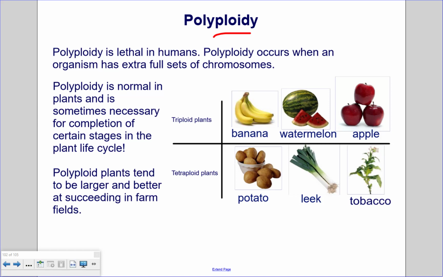Polyploidy is normal in plants and is sometimes necessary for the completion of certain stages in the plant life cycle. Polyploid plants tend to be larger and better at succeeding in farm fields. If we take a look at all the cultivated plants here, we see examples of banana, watermelon, apples, they are triploid, and potato, leeks, and tobacco, those are tetraploid.